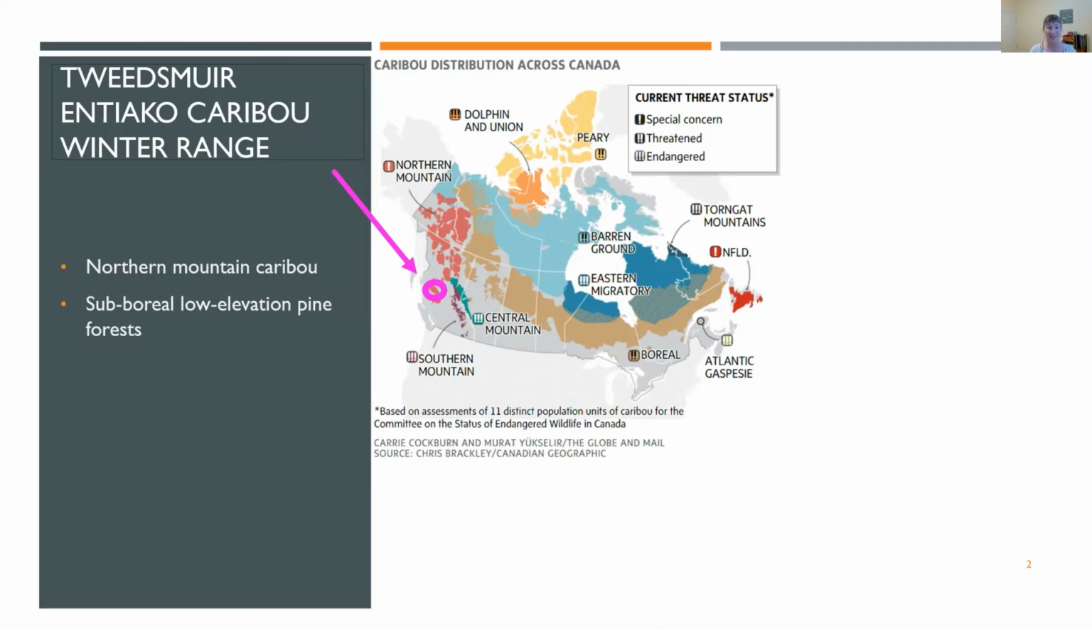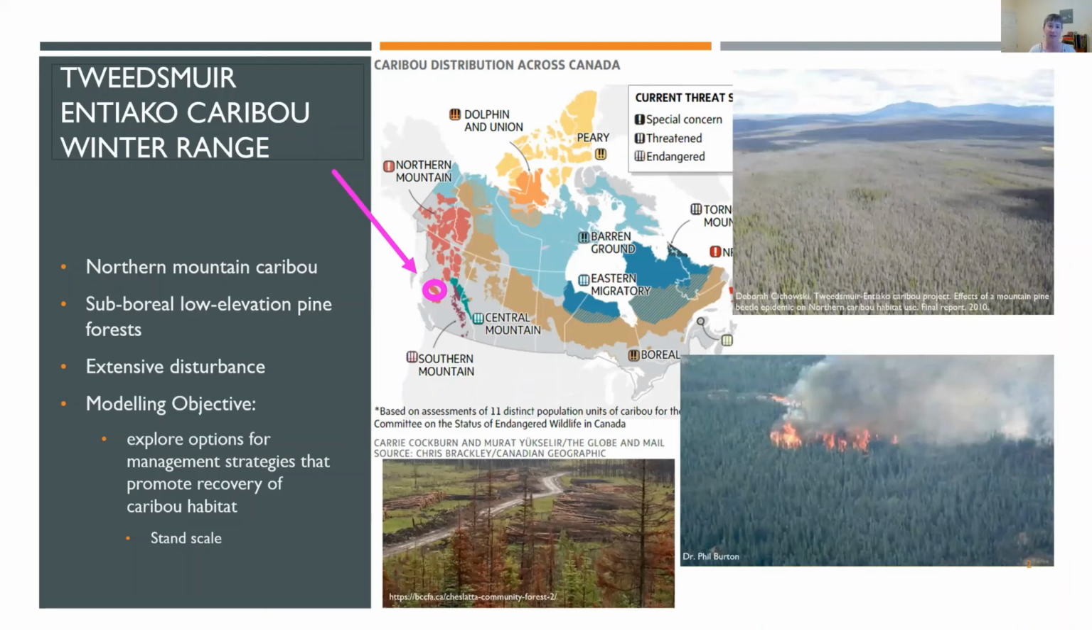This area has been subject to extensive disturbance over the last 25 years. So it was one area where the historic mountain pine beetle epidemic started back in the late 90s, and it has spread across British Columbia and into Alberta. And this resulted in the death of almost all of the mature pine trees. Following that, there were large wildfires in 2014 and 2018 that burned nearly 500,000 hectares of forest.